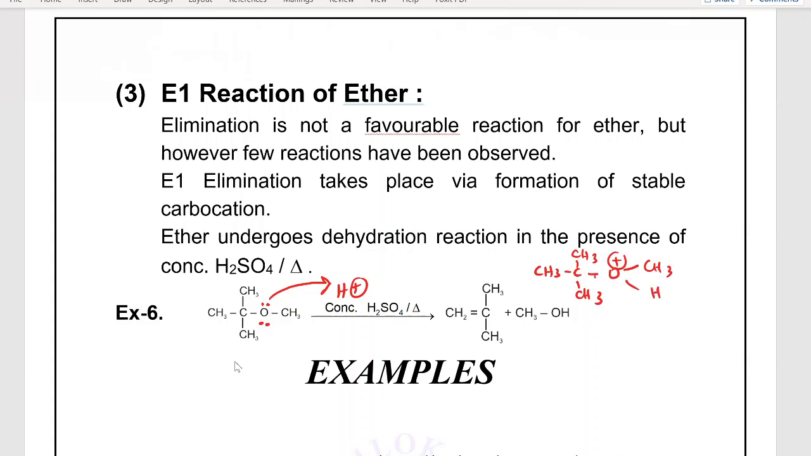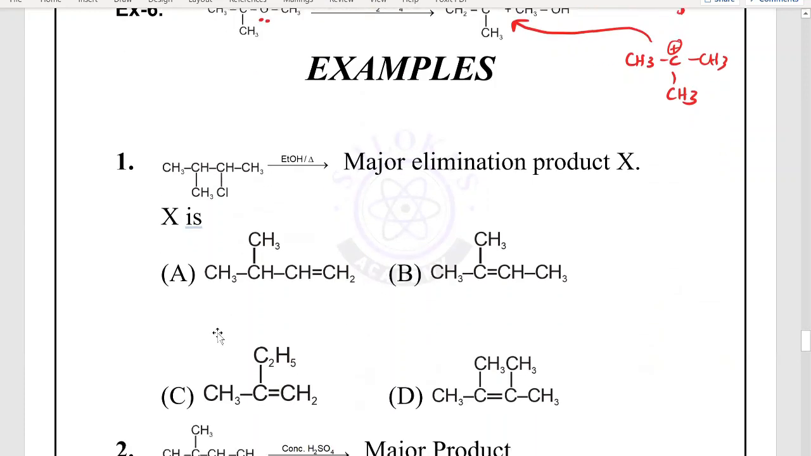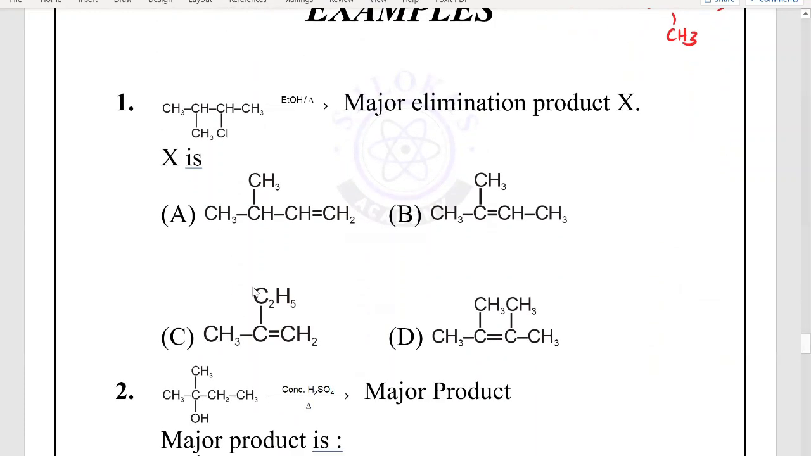In the next step, the electrons will be taken up by this one. So it will leave as CH3OH. Then what do we get? A carbocation. In the next step, removal of hydrogen from the beta carbon results in the formation of alkene. So this is also like alkyl halides and alcohols, right? And examples you can check, right? I will just give the answers. You can cross check. After this class, you go through all these examples.